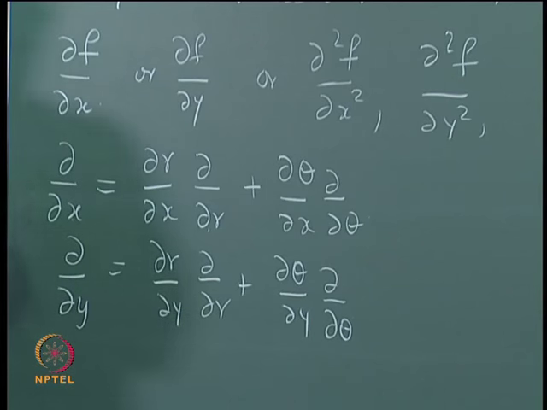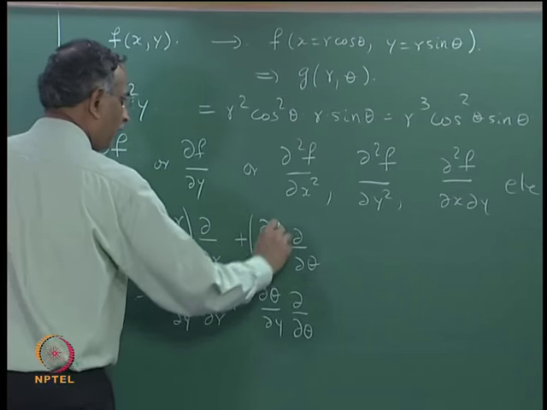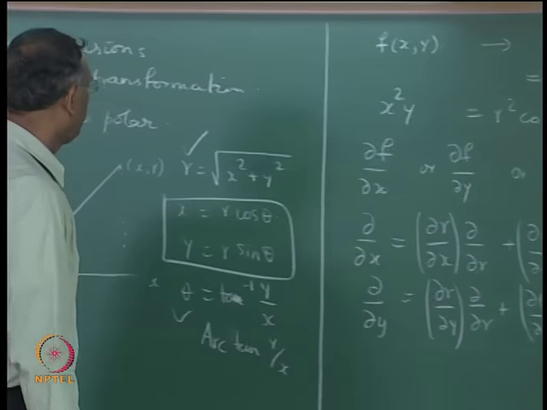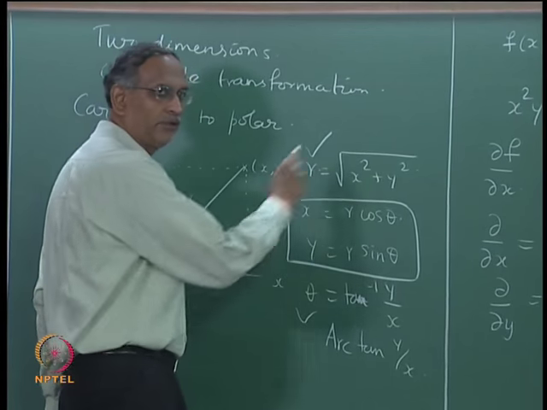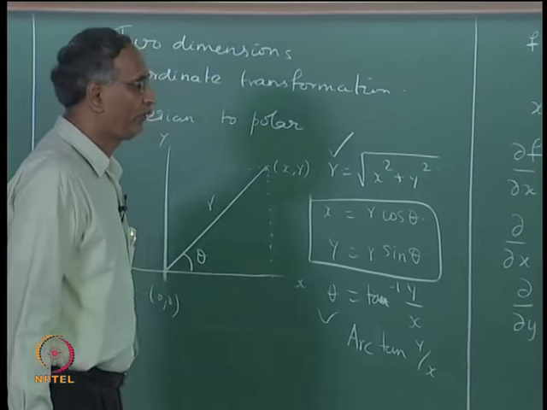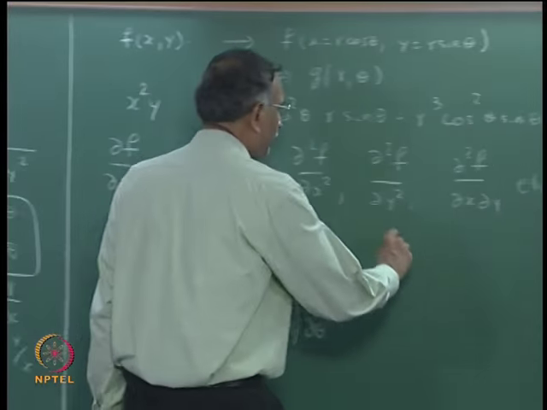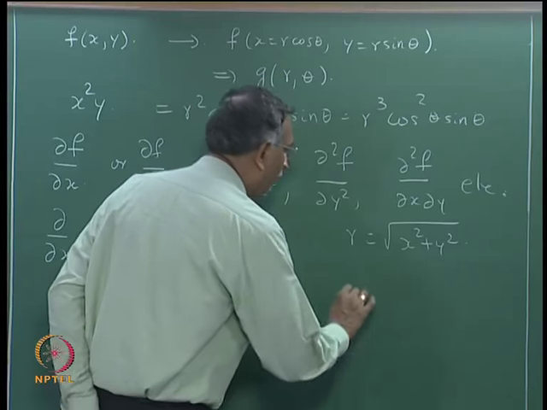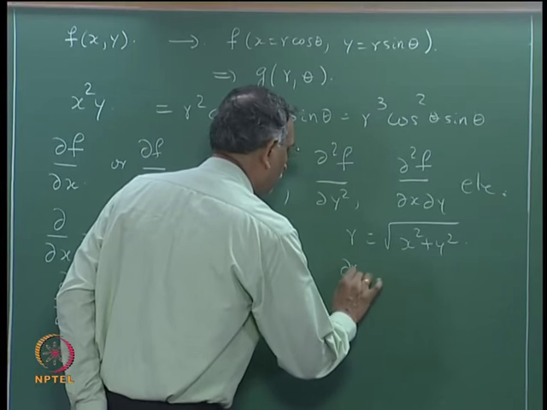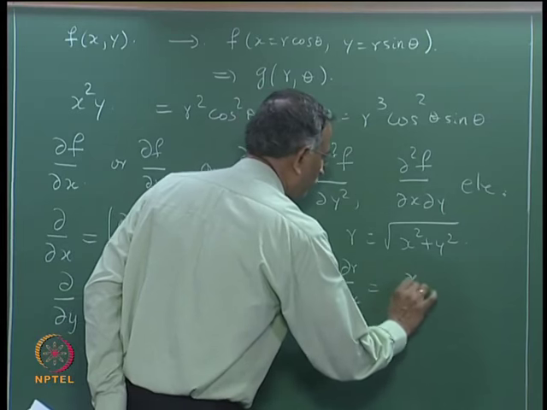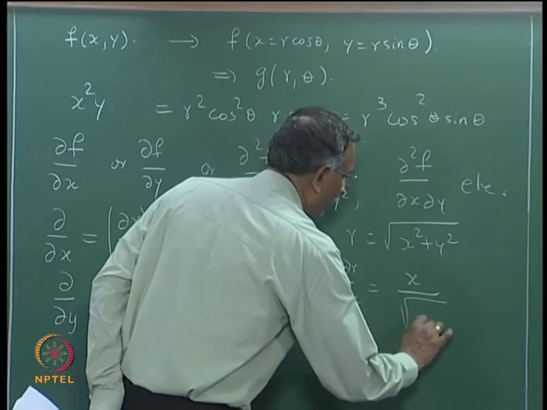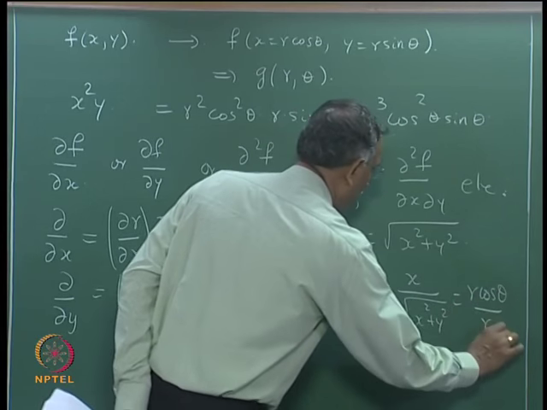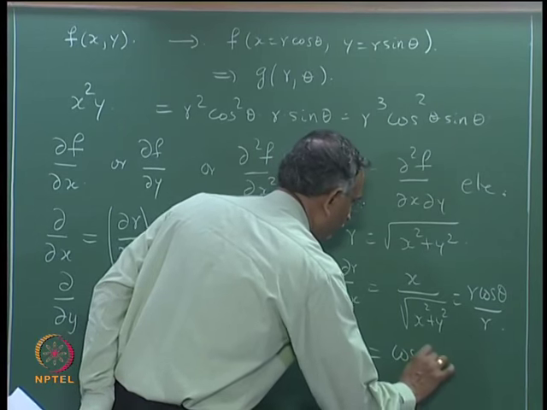Now, we can calculate these because these are keeping the other variables constant. And dou r by dou x, you can calculate using the relation r is equal to square root of x square plus y square. So if you do that, dou r by dou x is going to be x by square root of x square plus y square, which is r cos theta by r, and therefore that is cos theta.